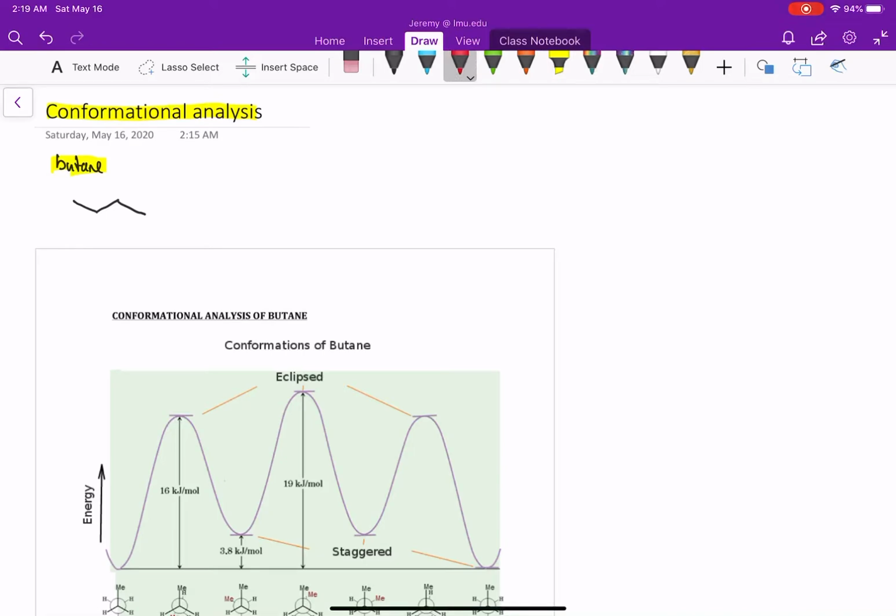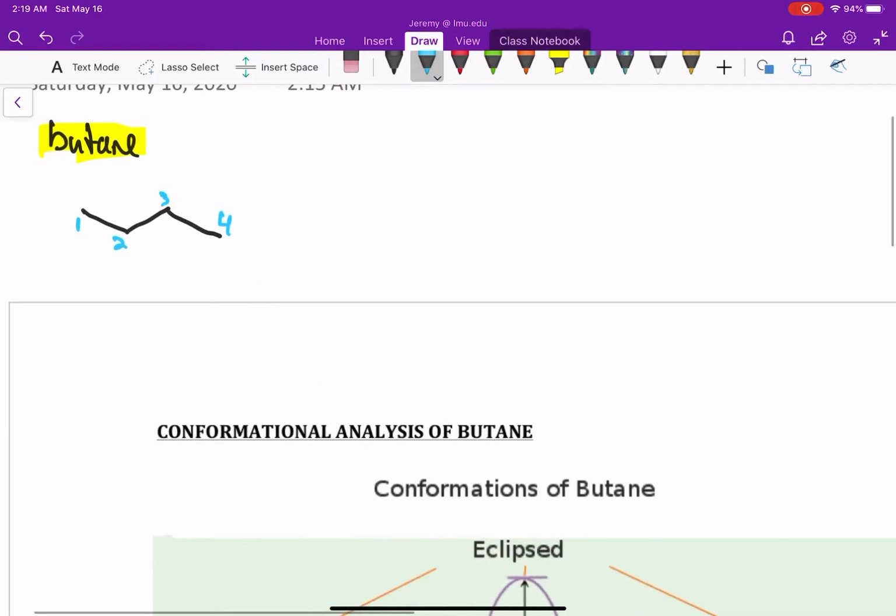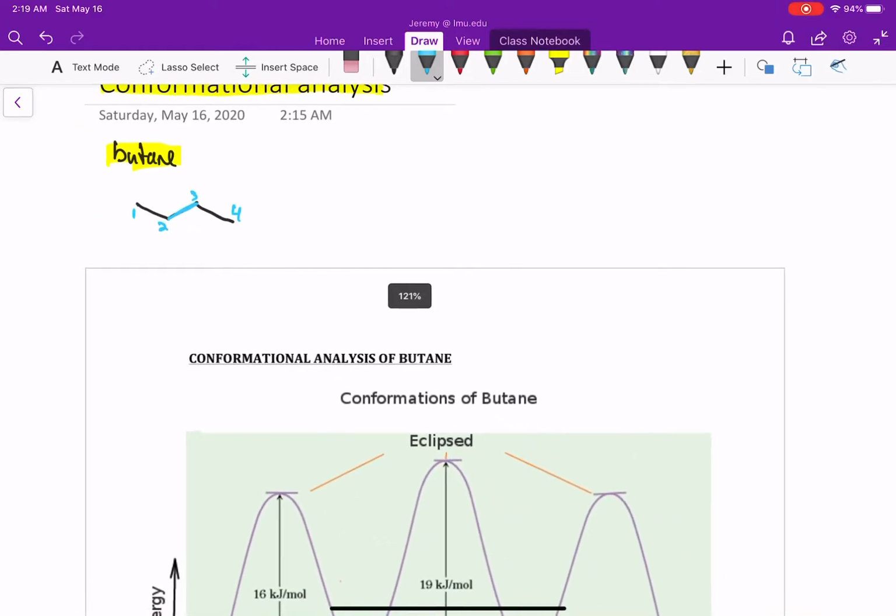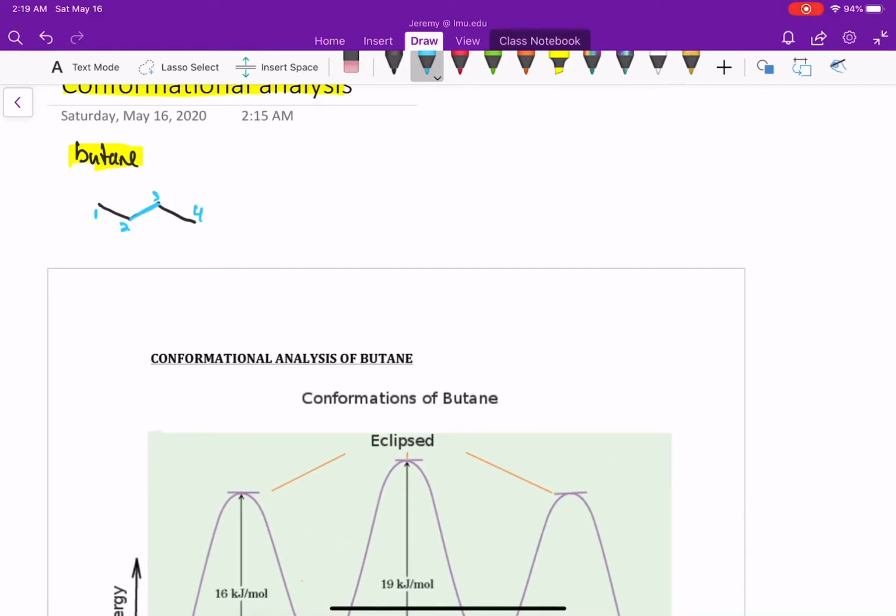So let me just number our carbons here. So here we have the molecule butane. I'm going to number my carbons 1, 2, 3, and 4. And what we're going to do in this exercise is really rotate this bond between carbon 2 and carbon 3. And by rotating that, we're going to understand the energetics of the molecule when it's in a different conformation.